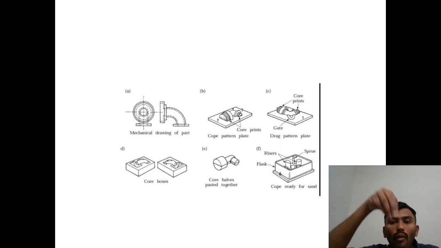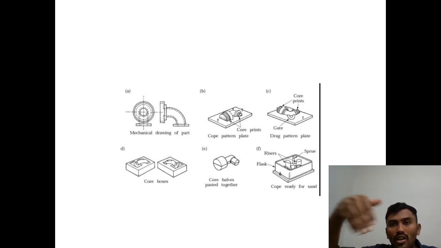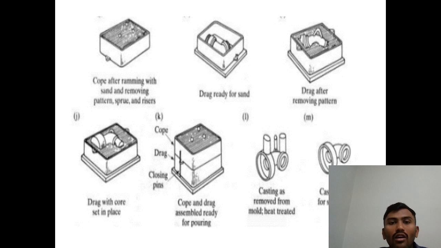In that one, we pour the molten metal, whichever material we want: plastic, metal, composite or any other item. So this is what is happening. You can see the drag pattern, how it is in the drag box. When you remove the pattern, how the drag box will be and how the cope box will be, you can observe in these figures.